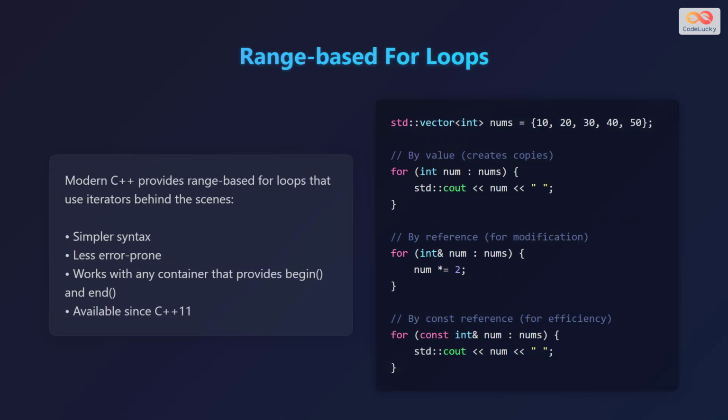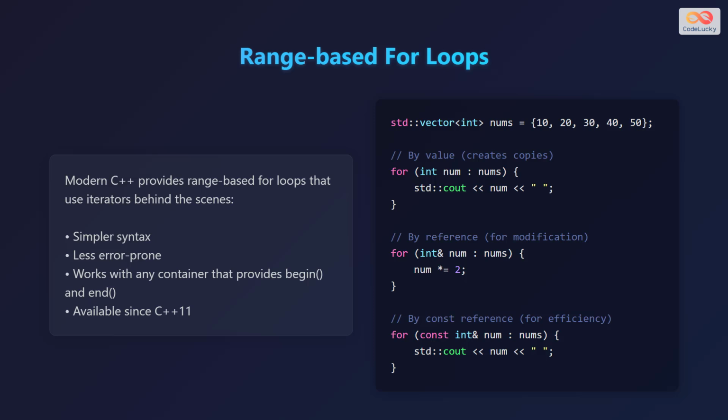Modern C++ provides a convenient feature called range-based for loops, which simplifies iterating over container elements. These loops use iterators behind the scenes, but with a more concise and readable syntax. Range-based for loops offer a simpler and less error-prone way to iterate over containers, making your code cleaner and easier to understand. They work with any container that provides begin and end functions, allowing you to seamlessly iterate over various data structures. Range-based for loops have been available since C++11, providing a modern and efficient way to traverse container elements.